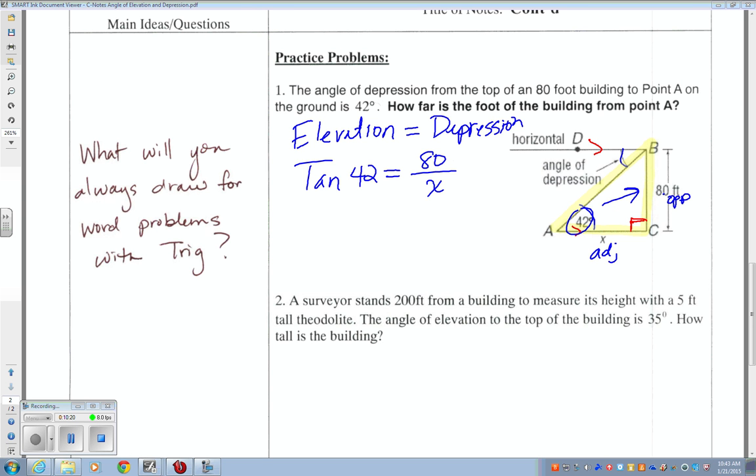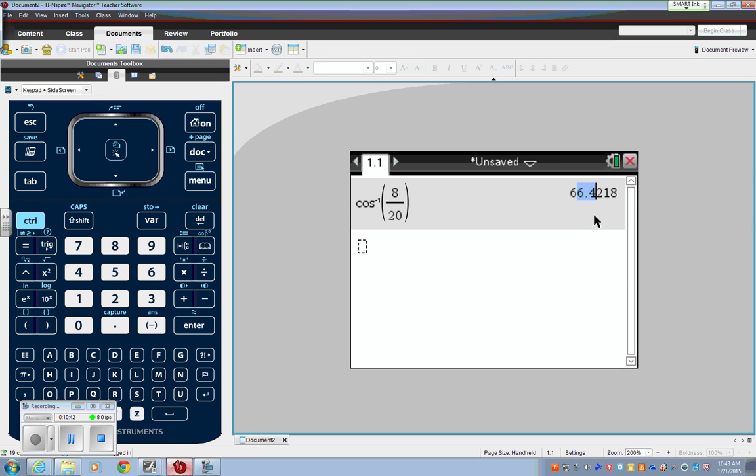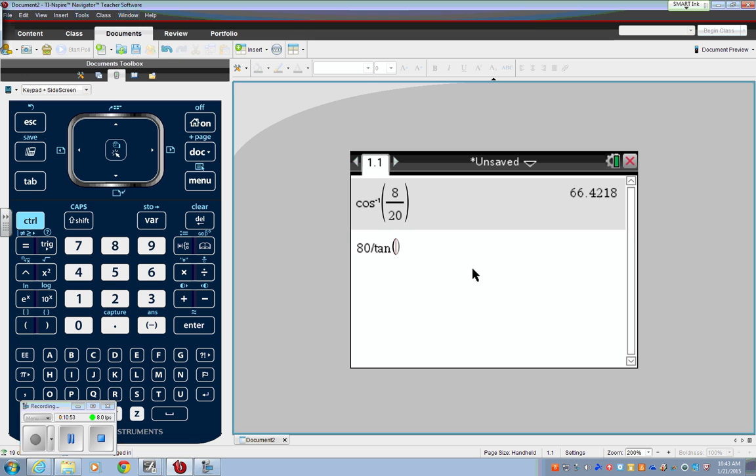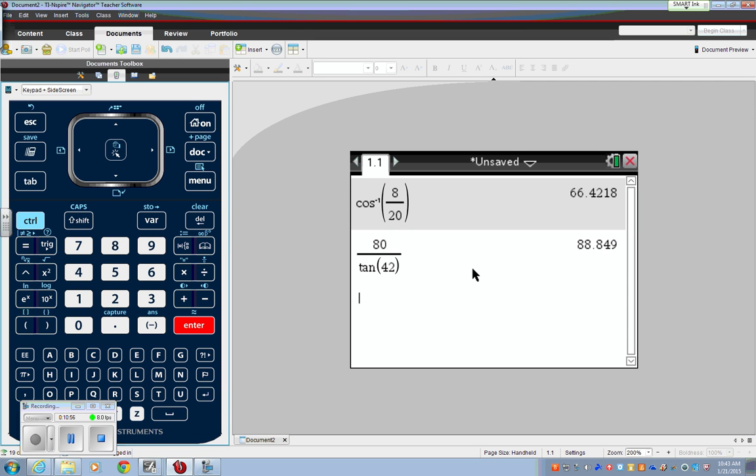What do we do when x is on the bottom? Divide. We're going to switch these two, and I'm just going to rewrite it. x is equal to 80 divided by the tangent of 42. This is what we put in our calculator. When you do not have a calculator, you need to at least get it calculator-ready so you can use it in class. We're basically going to type 80 divided by the tangent of 42.